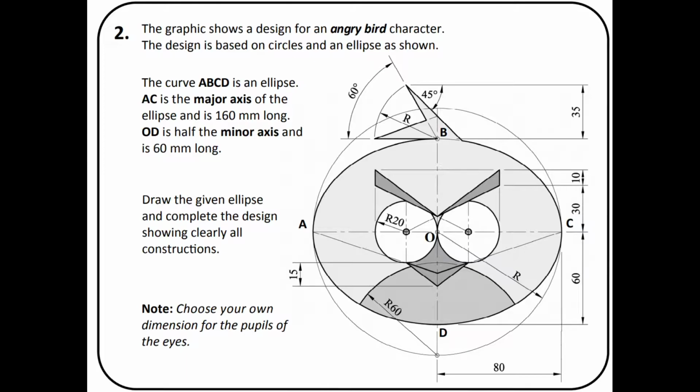AC is the major axis of the ellipse and is 160 mm long. OD is half the minor axis and is 60 mm long. Draw the given ellipse and complete the design showing clearly all constructions. Now choose your own dimension for the pupils of the eyes. So just something to watch out for this.